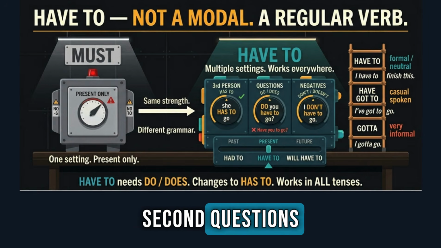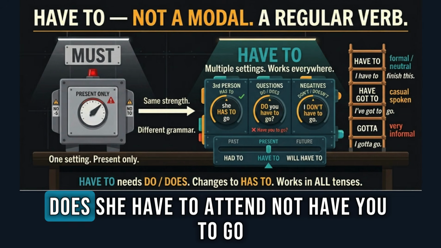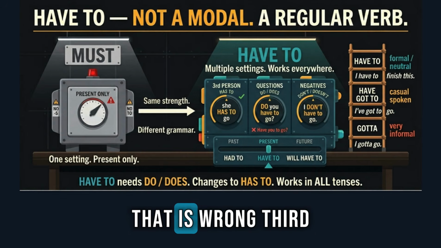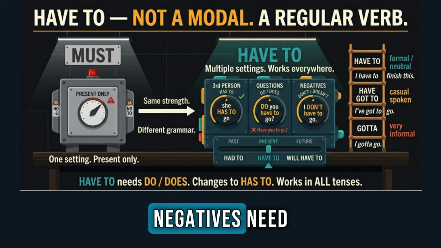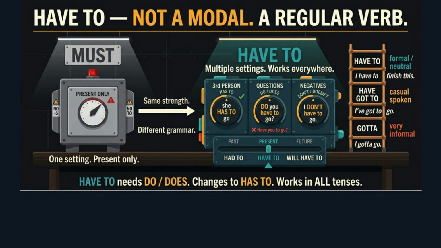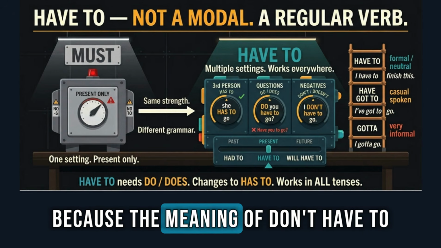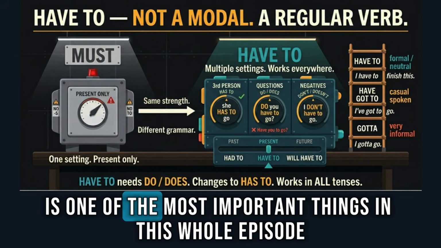Second, questions need do or does. Do you have to go? Does she have to attend? Not have you to go? That is wrong. Third, negatives need don't or doesn't. I don't have to go. She doesn't have to attend. We'll come back to what that means because the meaning of don't have to is one of the most important things in this whole episode.